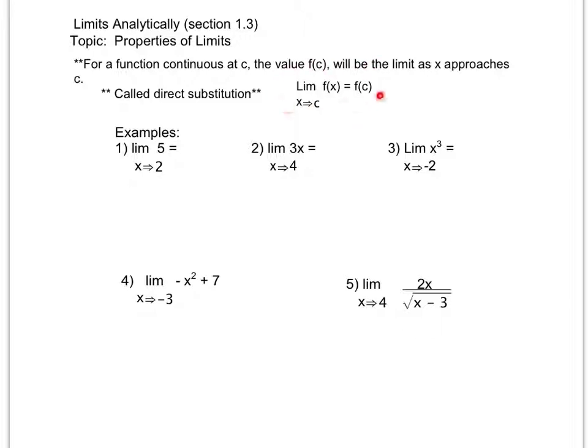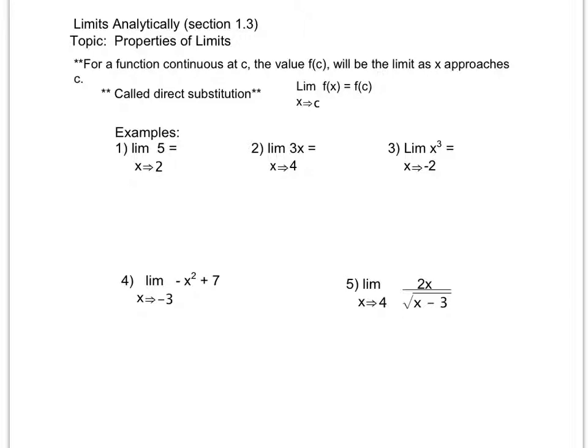So this is what we're saying. We're basically saying the limit as x approaches c of our function is the same thing as just plugging c into f, as long as our function is continuous. So if we don't have a continuous function, this doesn't work. So what this means is, let's look at some examples.